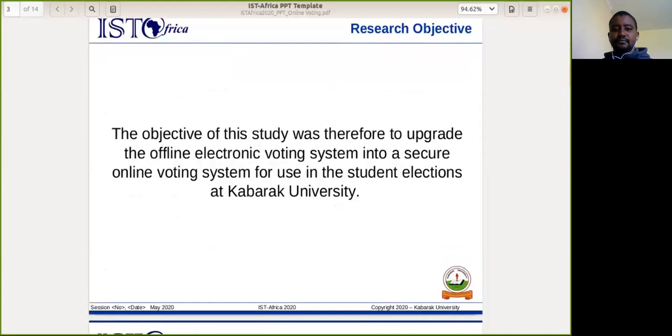So the objective of this study, therefore, was to upgrade the offline electronic voting system into a secure online voting system for use in the student elections at Kabarak University.